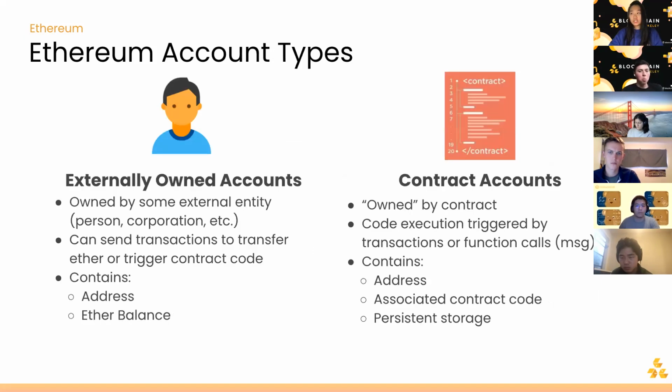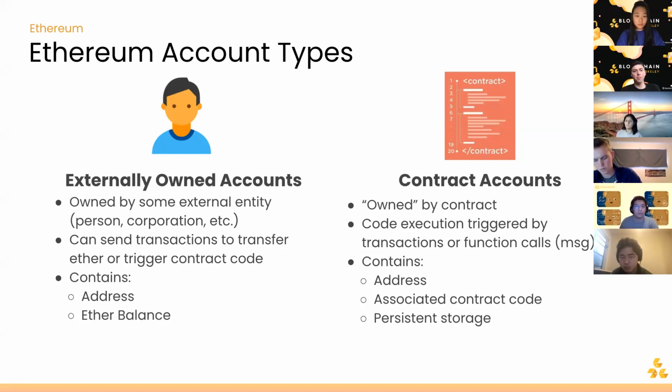Cool. So there are two types of Ethereum account models. First is the externally owned one, and second is the contract account one. So what's the externally owned account? The externally owned account contains an address that they use to let people send them Ether, and also has a balance of Ether that they own. And it's owned by an external entity and sends transactions to transfer Ether or trigger contract code.